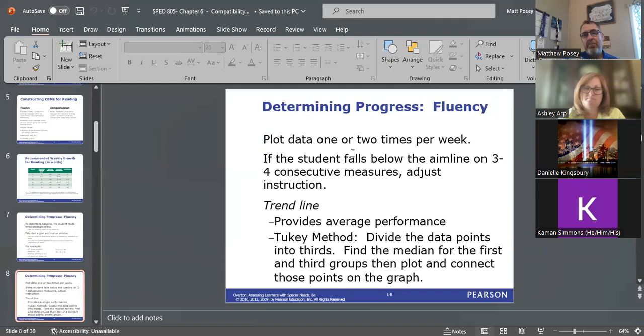Here, it's giving an example on fluency. They plotted data 1 or 2 times a week. Since we're in a short window here, you're probably going to be doing a couple times a week. If you started after tonight, go ahead and get a jump start so you can spread them out a little bit. If the student falls below the aim line on 3 to 4 consecutive measures, you'll need to adjust your instruction. So it's going to be important to make sure that the scores aren't up and down, or that they're going continually downward. If you see a downward projection, you need to put the brakes on again and maybe drop it back.